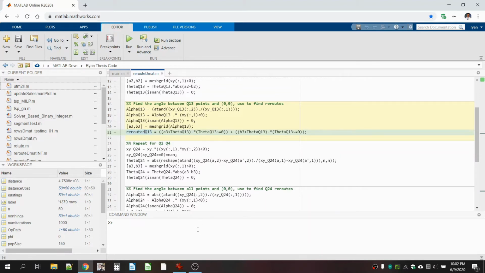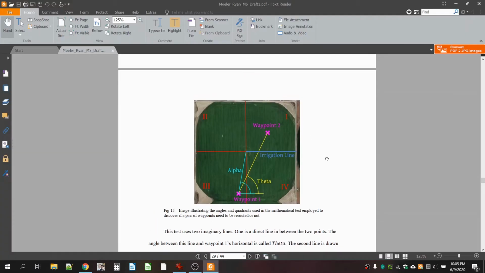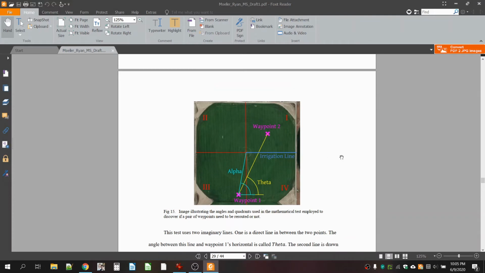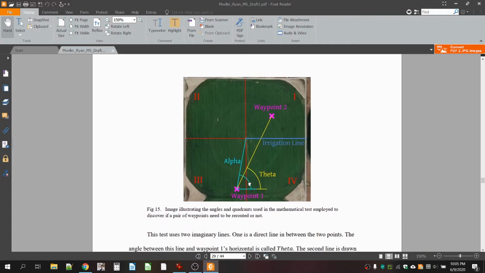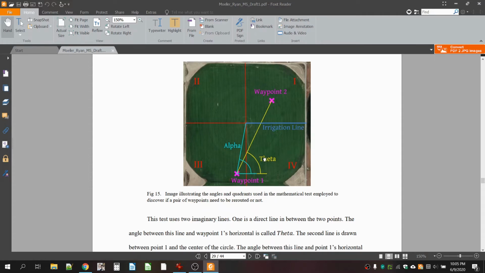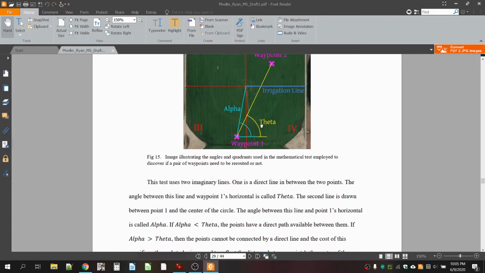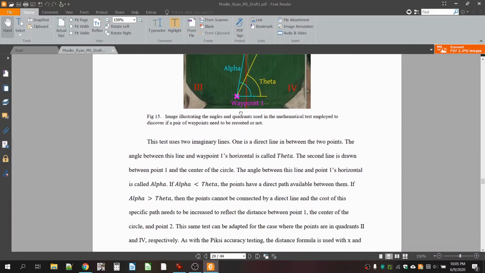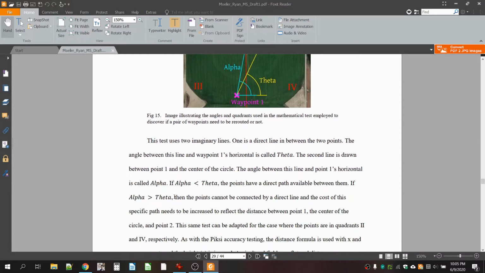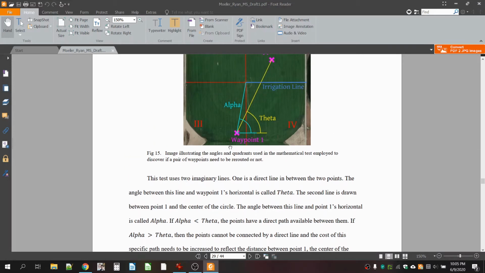Let me actually pull that up here just a second. Okay, so this is on page 26 of my thesis, where I explain this mathematical test. So if alpha, the angle between your waypoint and your center, is less than the angle between your waypoint number 1 and your waypoint number 2, what that means, if that's true, if alpha is less than theta, then the points have a direct path between them.